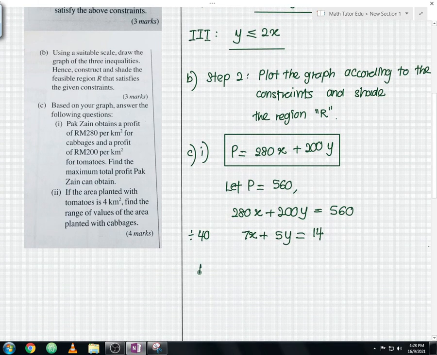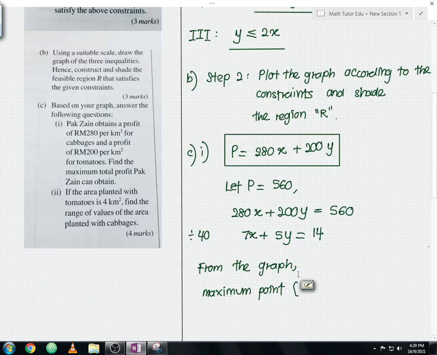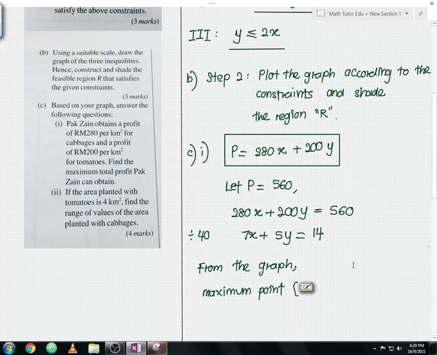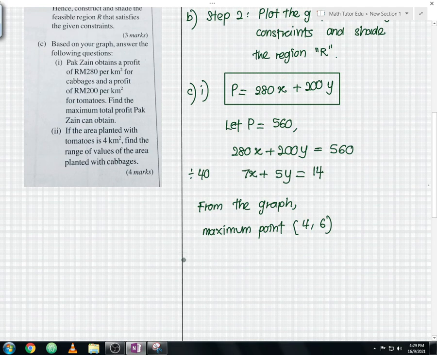So from the graph, we get our maximum point is equals to, it's actually 4 6, guys. Let me just open it again, double check. Okay, it's actually 4 6, yeah, 4 6.